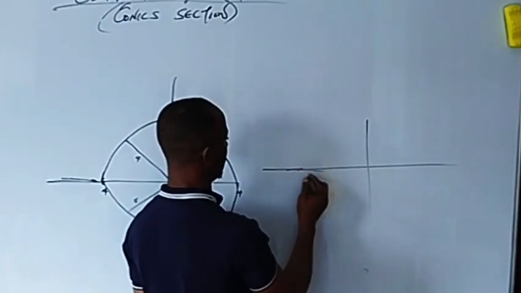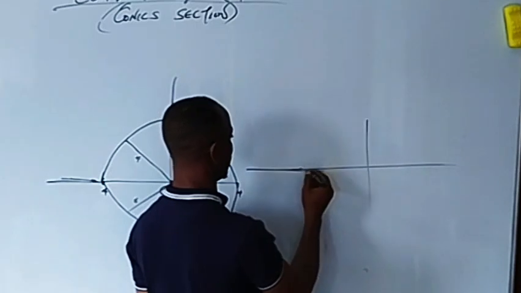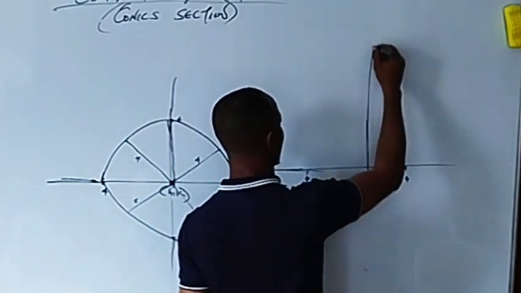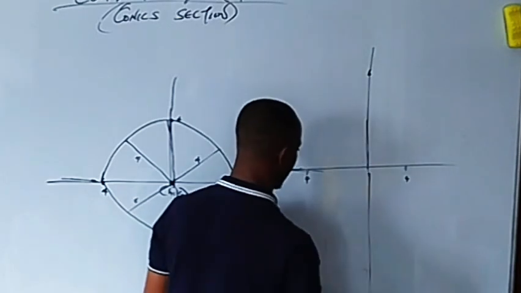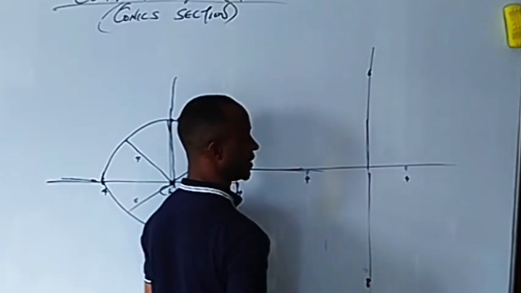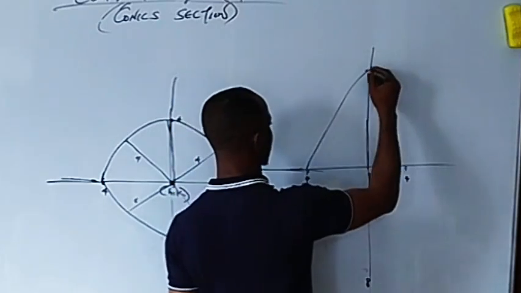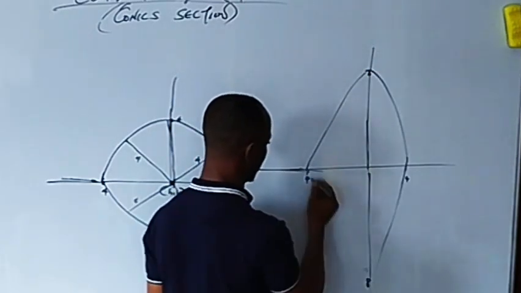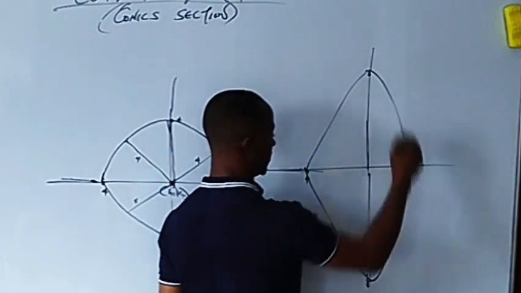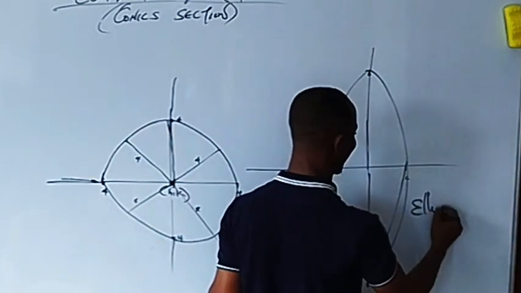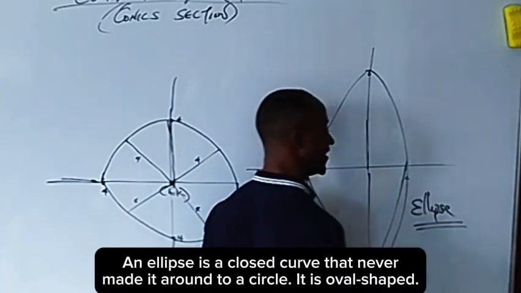Then if we now have something like this, let's say here we have 4, here we have 4, then we have 8, and here 8. Can this form a circle? By the time we link all of these together, we form what? We form an ellipse.